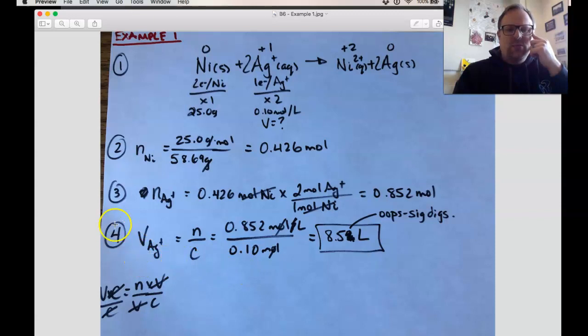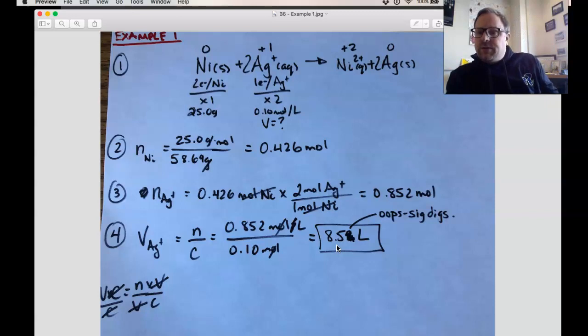Lastly, moving down to the bottom here, step 4, I need to figure the volume of silver ions. Now that I have number of moles, I can do that just by taking, and I did my little rearranging of C equals N over V, and V is equal to N over C when we finished our rearranging of that formula. So that's 0.852 moles divided by our concentration of silver ions gives me 8.5 liters, ensuring that I've got the correct number of significant digits. There was 2 here, so my final answer should have 2 significant digits.